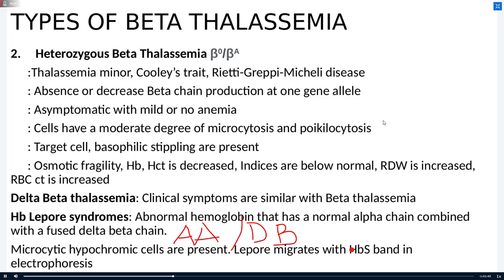Instead of the normal two alpha, two beta adult, it would have two alpha chains and one delta beta chain. Microcytic hypochromic cells are present and Lepore migrates with hemoglobin S band in electrophoresis. Can you remember that class? Hemoglobin Lepore migrates with hemoglobin S band in electrophoresis.